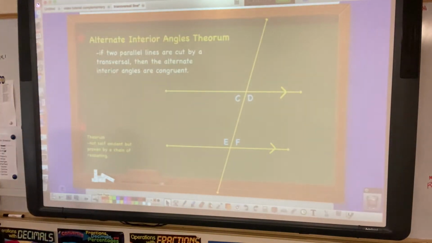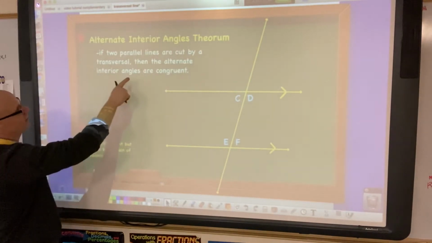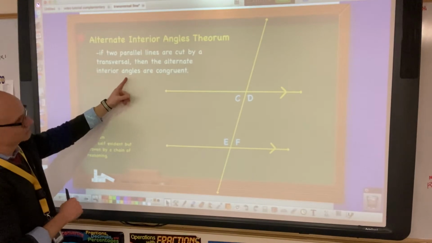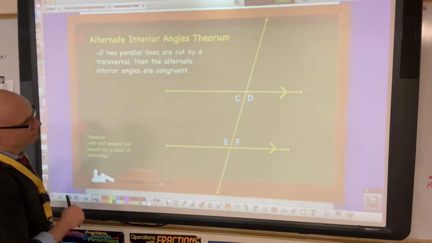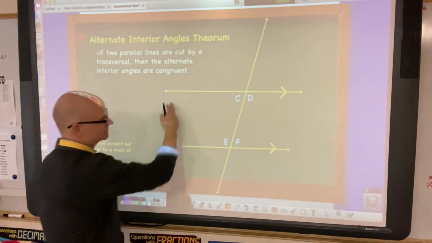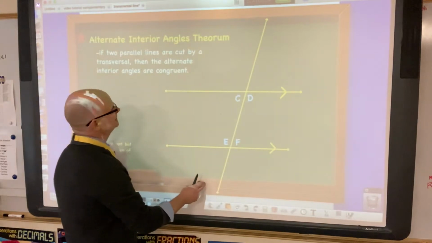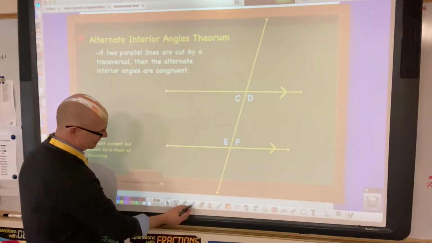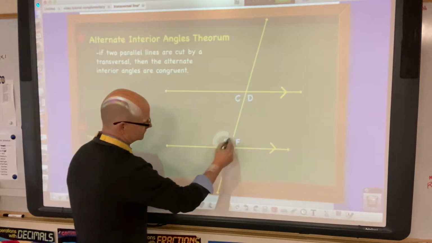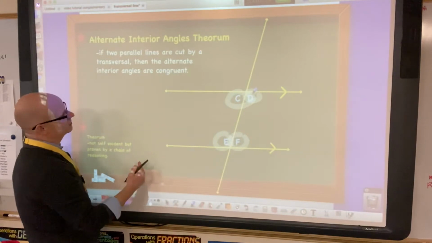So there's this theorem that says if you have two parallel lines that are cut by a transversal line, then the alternate interior angles are also congruent. So if you have two parallel lines that are cut by, so notice I've got two parallel lines right here, and I've got a transversal line. And it's saying the alternate interior angles, remember these are your interior angles, these are your interior angles, and the alternate interior angles are congruent.